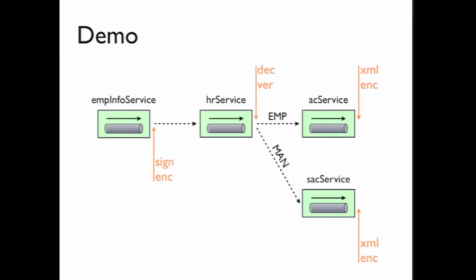In this case, we are using XML encryption to encrypt only the salary element, send it back to the employee info service and decrypt it. Special accounting simply encrypts the complete message and sends it back to the employee info service. So the client receives the same plain text message as before. That's an important point here.